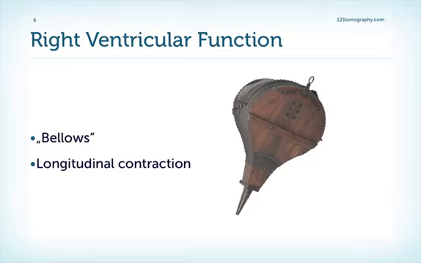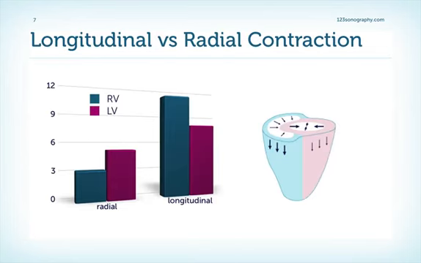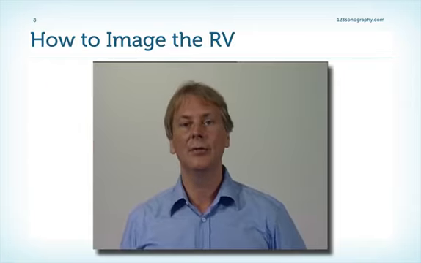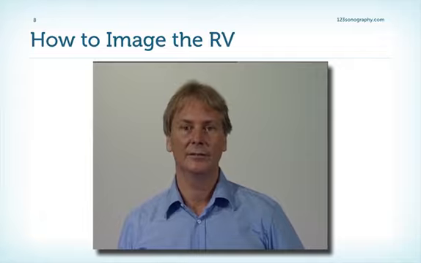The function of the right ventricle is different than that of the left ventricle. It has more the function or more the physiology of a bellows, where the longitudinal contraction is more prominent than the radial contraction. This is also shown here in this diagram, which measured the radial and longitudinal contraction in the right and the left ventricle to compare the two. You can see while the left ventricle contracts more radially, the right ventricle contracts more in a longitudinal direction. But first, let's take a look at how we can actually image the right ventricle.